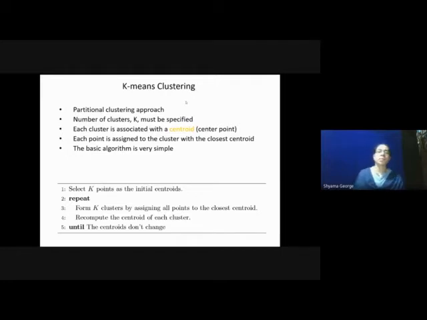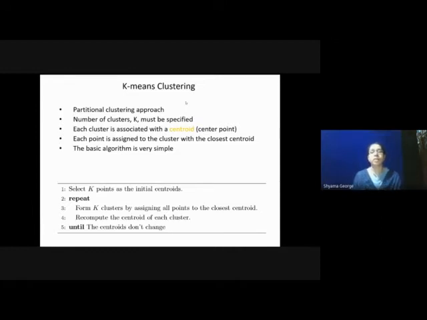Here we must specify the number of clusters. That is, the number of clusters should be given as input to the program. And each cluster is associated with a centroid or center point. Actually, in k-means, the word means represents the centroid. That means we can use the centroid to represent a cluster. Then each point is assigned to the cluster with the closest centroid.